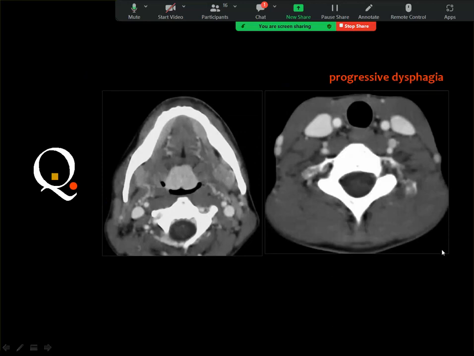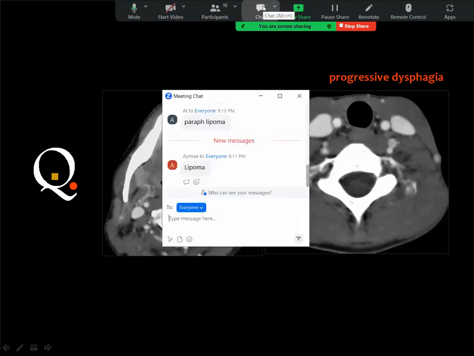This patient had two sections, one at the level of the floor of the mouth and one at the root of the neck. And there is a complaint of progressive dysphagia.